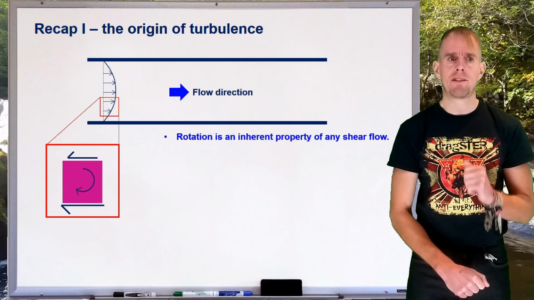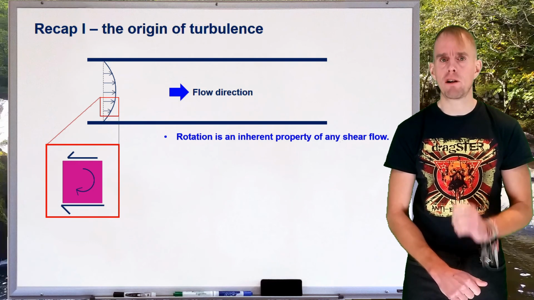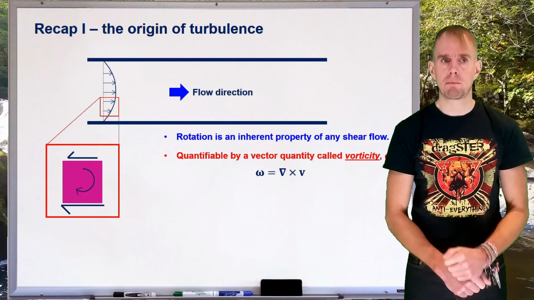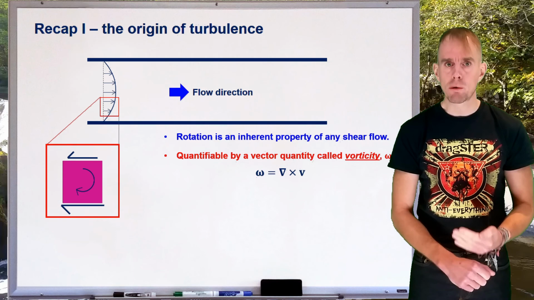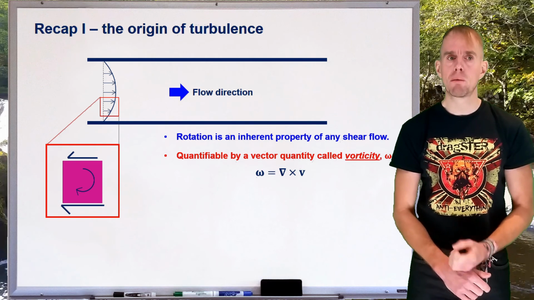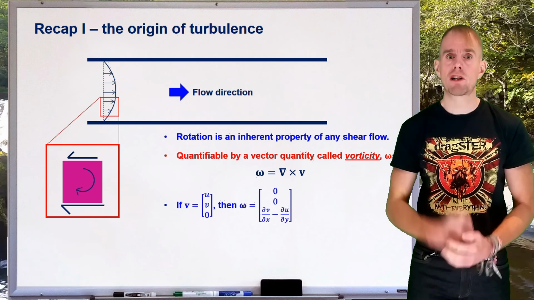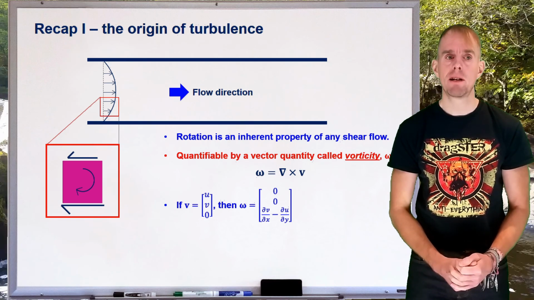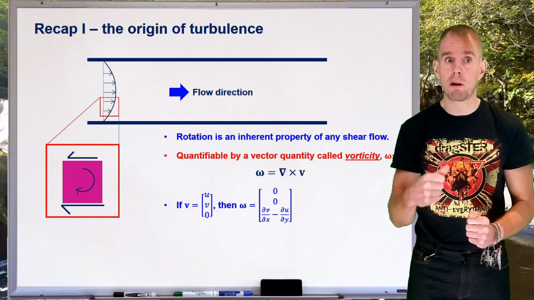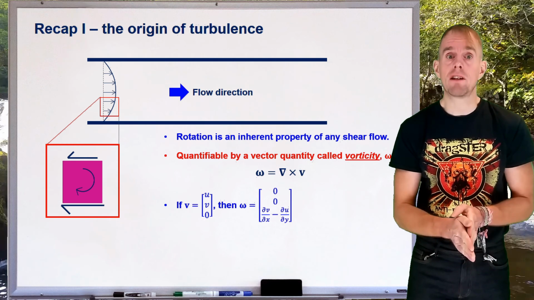The important point is this: if you have a shear flow in laminar motion, rotation is an inherent property of that shear flow. Moreover, we can quantify how much rotation we've got by something called a vorticity vector. Vorticity, written omega in this expression on the board, is the curl of the velocity field. If we have a velocity field having an x direction velocity u and a y direction velocity v, then omega, the curl of the velocity field, will have 0 components in the x and y direction, but it will have a non-zero component perpendicular to both of those directions, in the z direction.